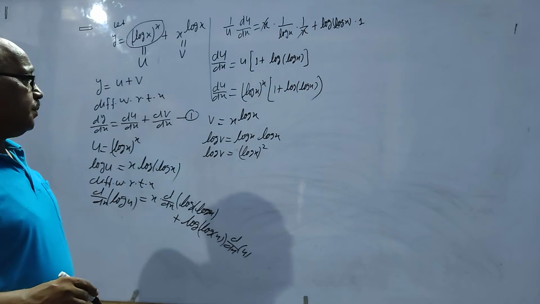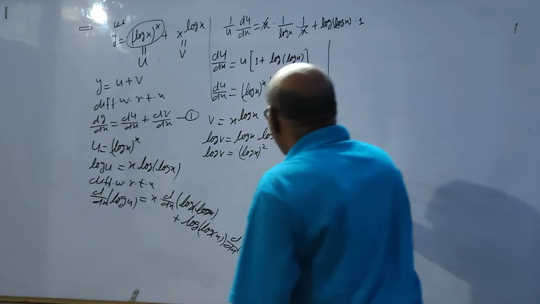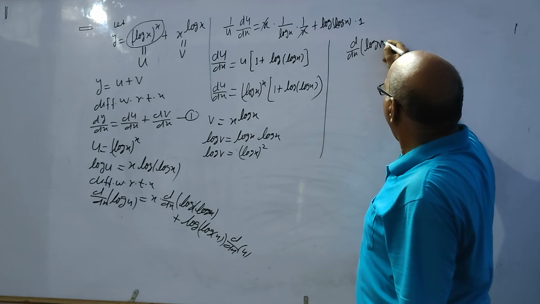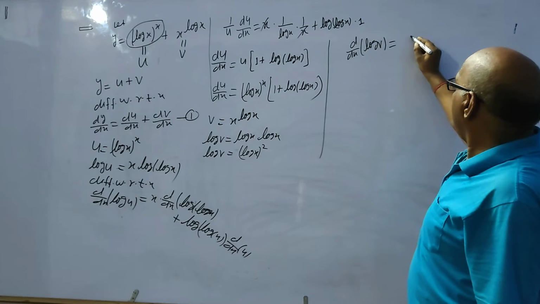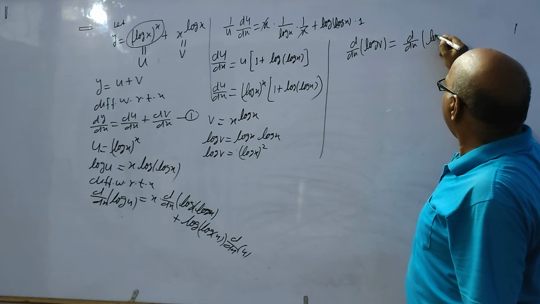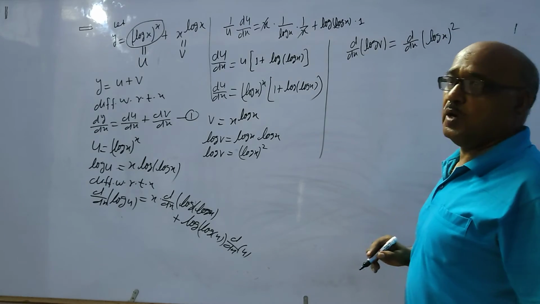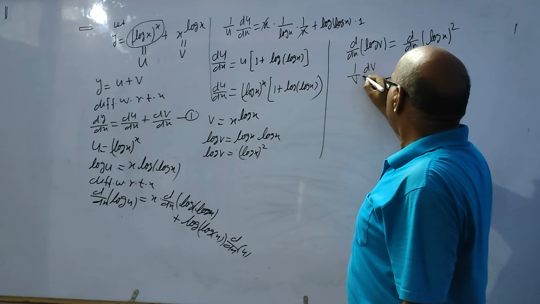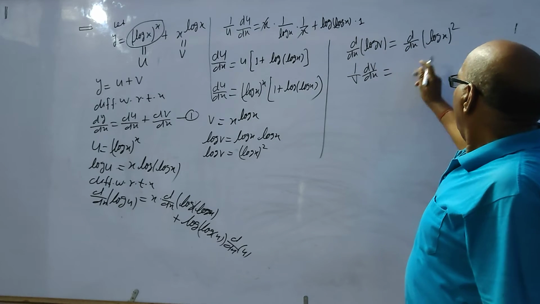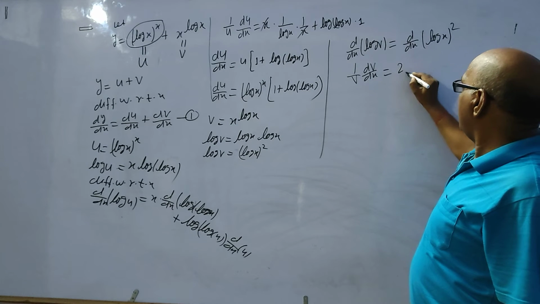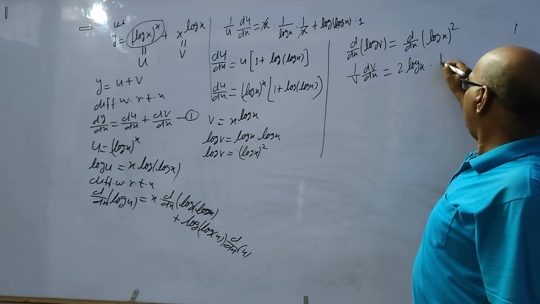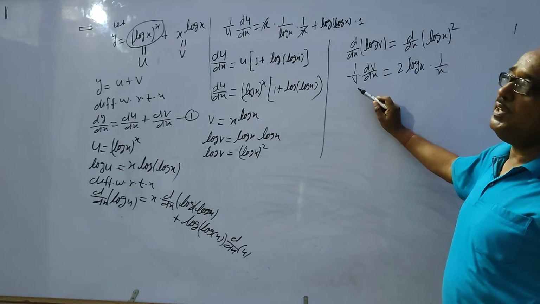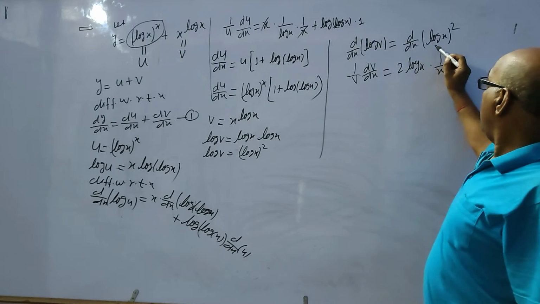Now differentiating with respect to x, क्या आएगा? d over dx of log of v is equal to d over dx of (log of x) whole square. Differentiation of log v will be equal to how much? 1 upon v times dv over dx. And now differentiation of (log x) whole square is 2 times log x and differentiation of log x is 1 upon x.